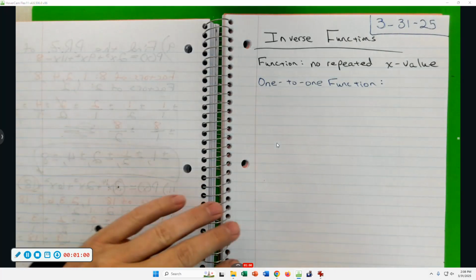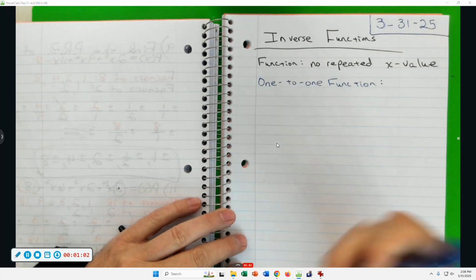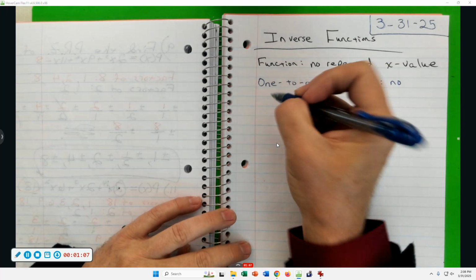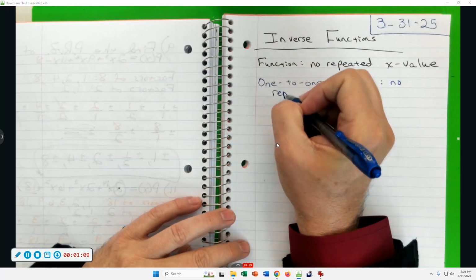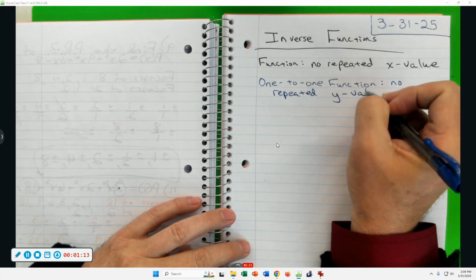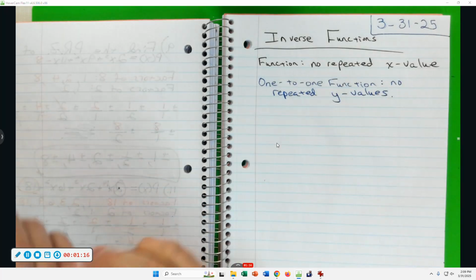Now, since it's a function, it has no repeated x value either, but what's new here is that we have no repeated y values if the function is one-to-one. No repeated y values.